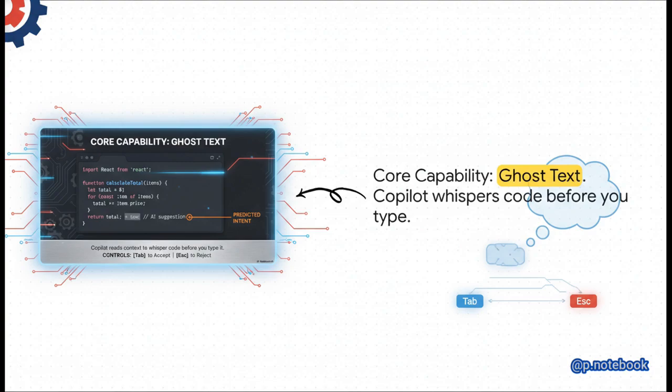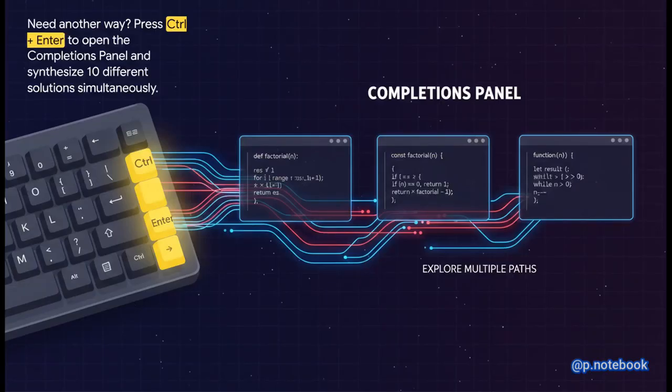All you do is hit the Tab key to accept it, or hit Escape to just ignore it. But what if you want to see more options? Well, just hit Ctrl Enter, and that opens up the Completions panel. This thing will generate up to 10 different solutions to your problem all at once. It's perfect for when you want to explore a few different ways to tackle something and pick the best one.